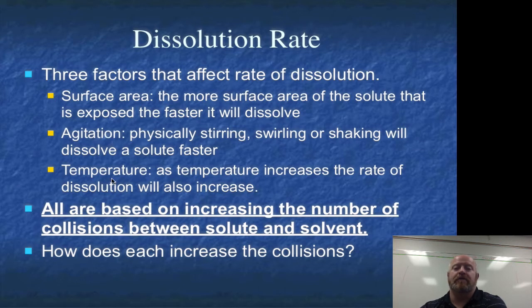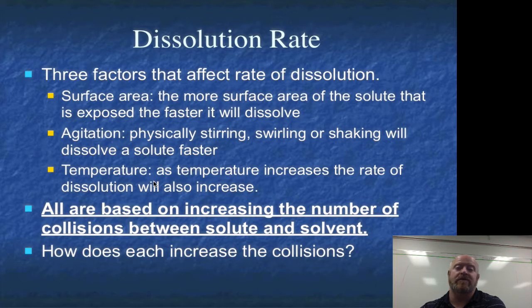Now, temperature is all about kinetic energy. If we raise the temperature, the particles will be moving faster. The faster they are, the more collisions they can have. Also, the faster they move, the more energy they have, so more of the collisions will have enough energy to start splitting apart the crystals within the crystal lattice. So all three, in a little bit different ways, generate more collisions if you increase surface area, agitation, or temperature.